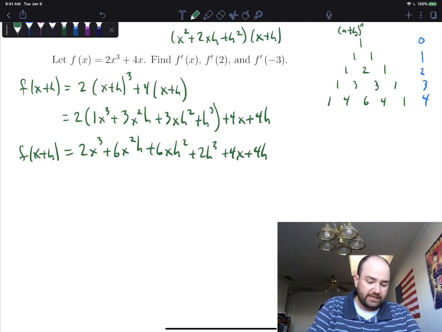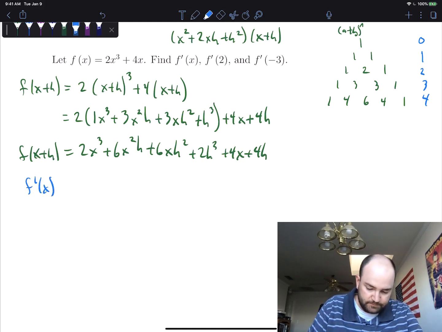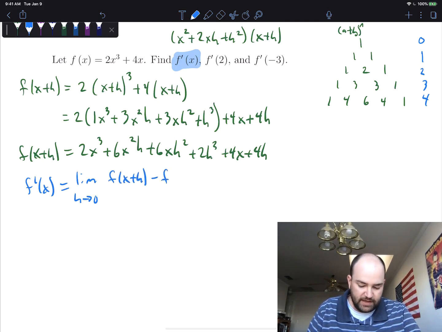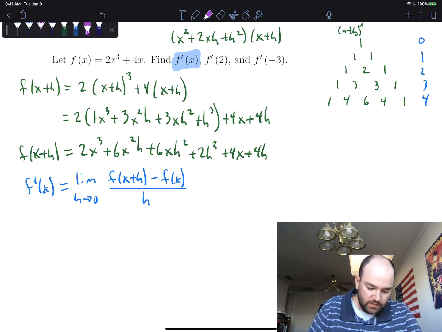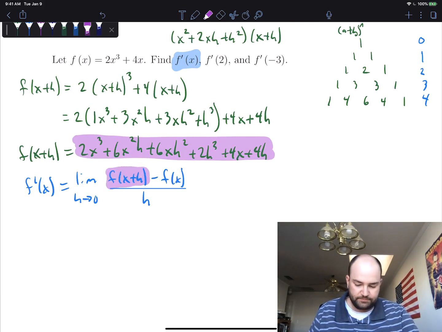The reason that we did that is because we're going to want to find f prime of x. That's what we're going to do first. And in order to find f prime of x, we need to find the limit as h goes to 0 of f of x plus h, and then minus f of x, and all over h. Now notice that all of this is going to replace that right there.